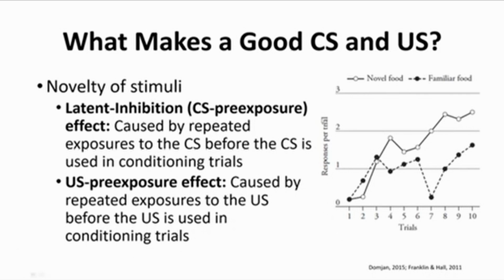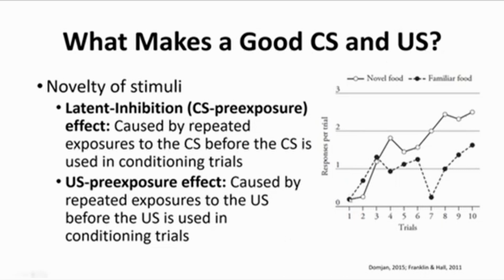So on our graph here, our y-axis is responses per trial, how much they interact with that lever. And then across the bottom, we have trials, which is our time measurement here. And so we can look at the two different kinds of conditioning trials, whether they were exposed to a novel food or a familiar food. So if they had been pre-exposed to chocolate and they were then given a chocolate conditioning trial, that would be a familiar food. But if they had been pre-exposed to chocolate and were given a bacon conditioning trial, then that would be a novel food.